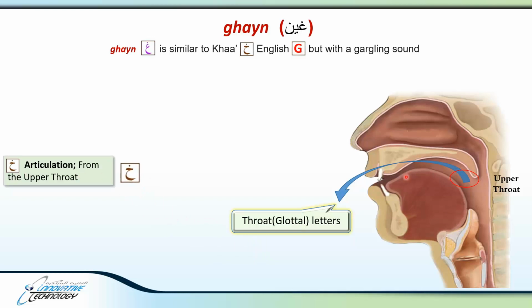Now I'm going to show you how to pronounce the gh. Start from the upper throat, and then try to move backwards and deeper as if you're gargling and make the sound. Then we have the ghayn.